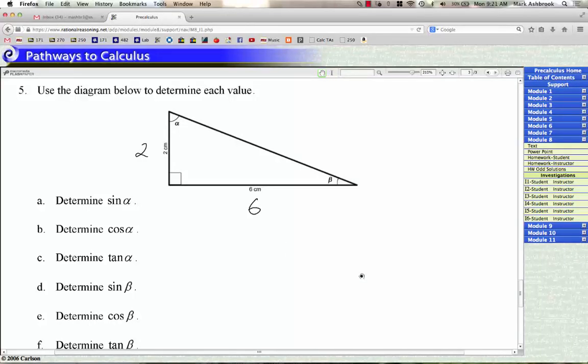So without finding the angles alpha and beta, determine all these trig functions. Sine alpha, cosine alpha, tangent alpha, etc. Sine beta, without finding the measures of the angles. Go.